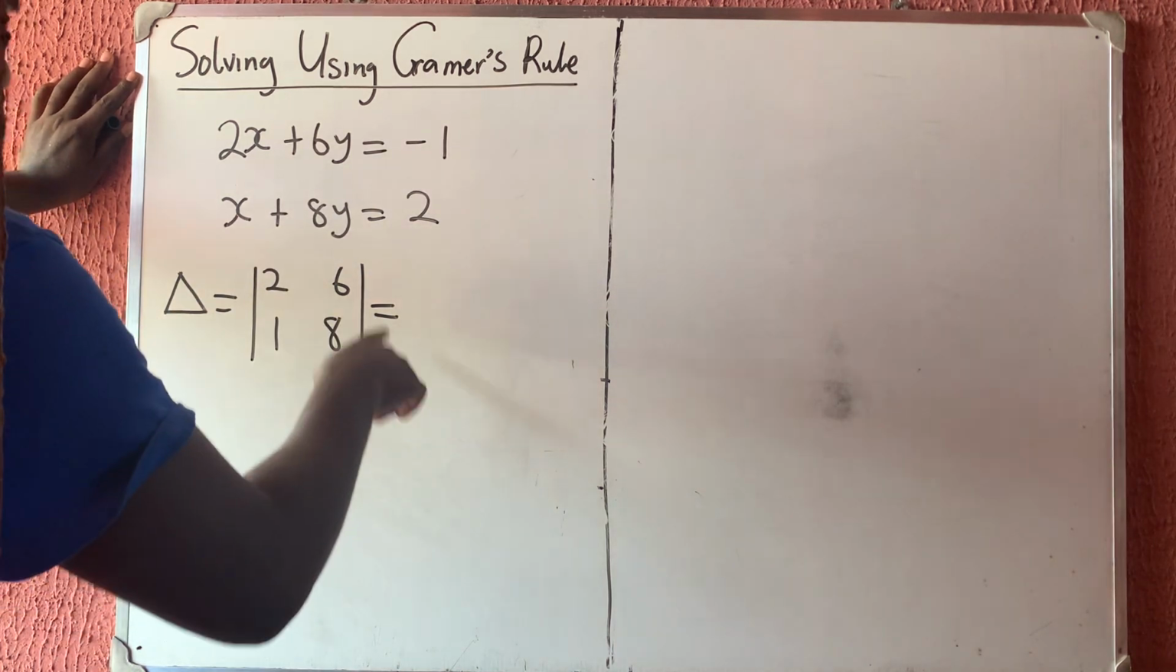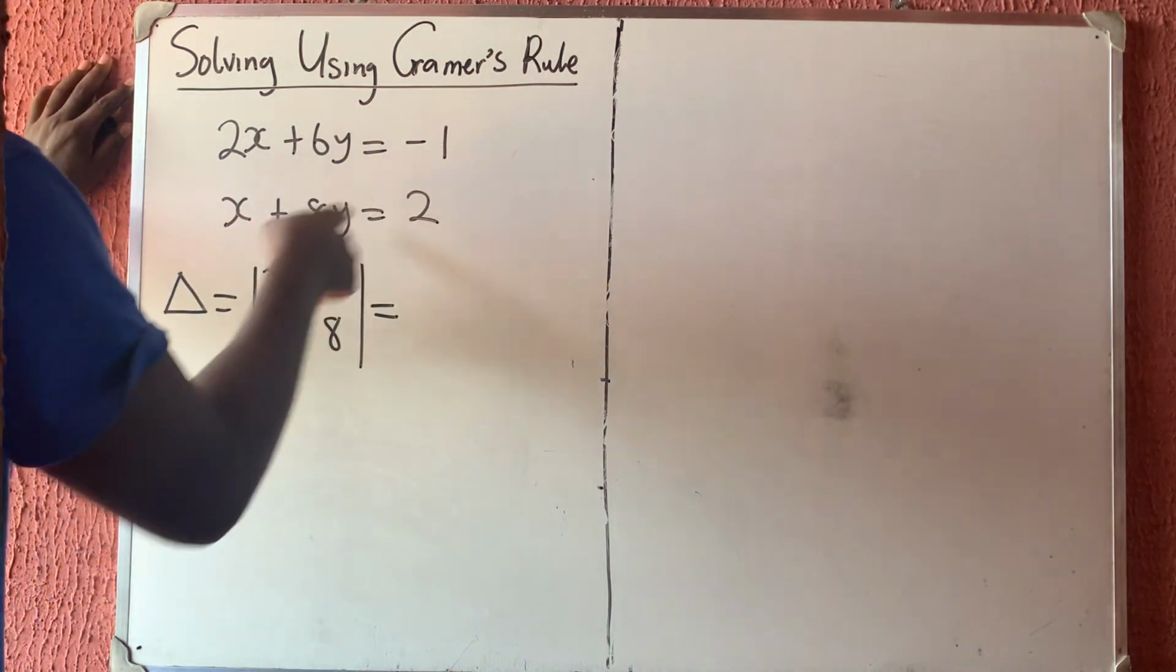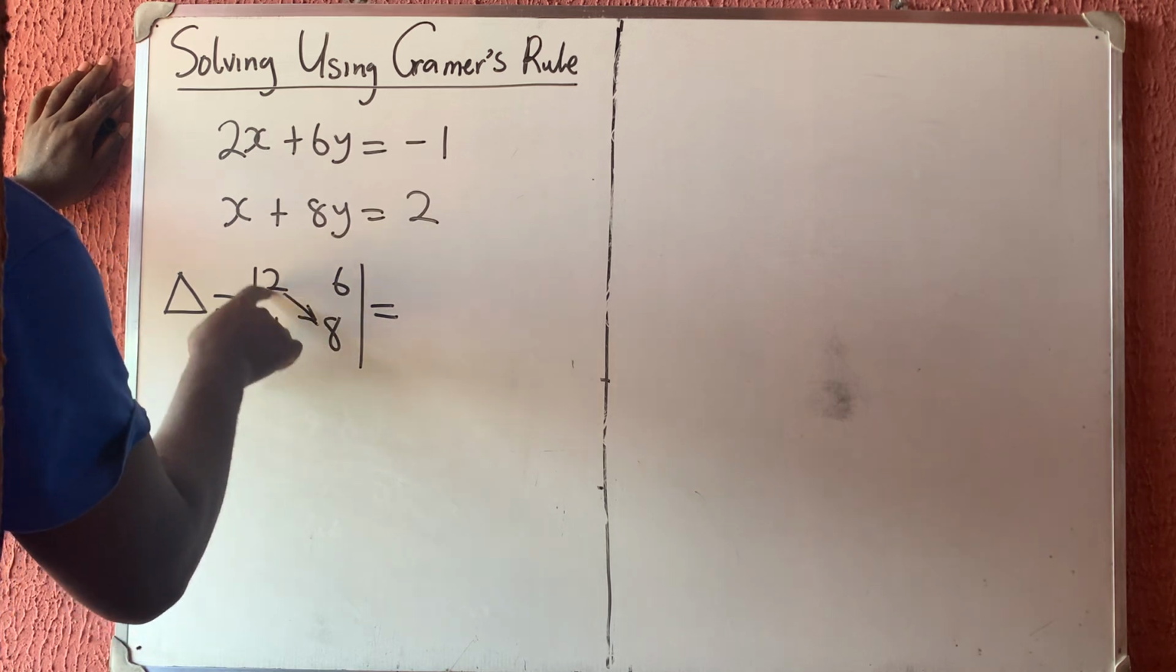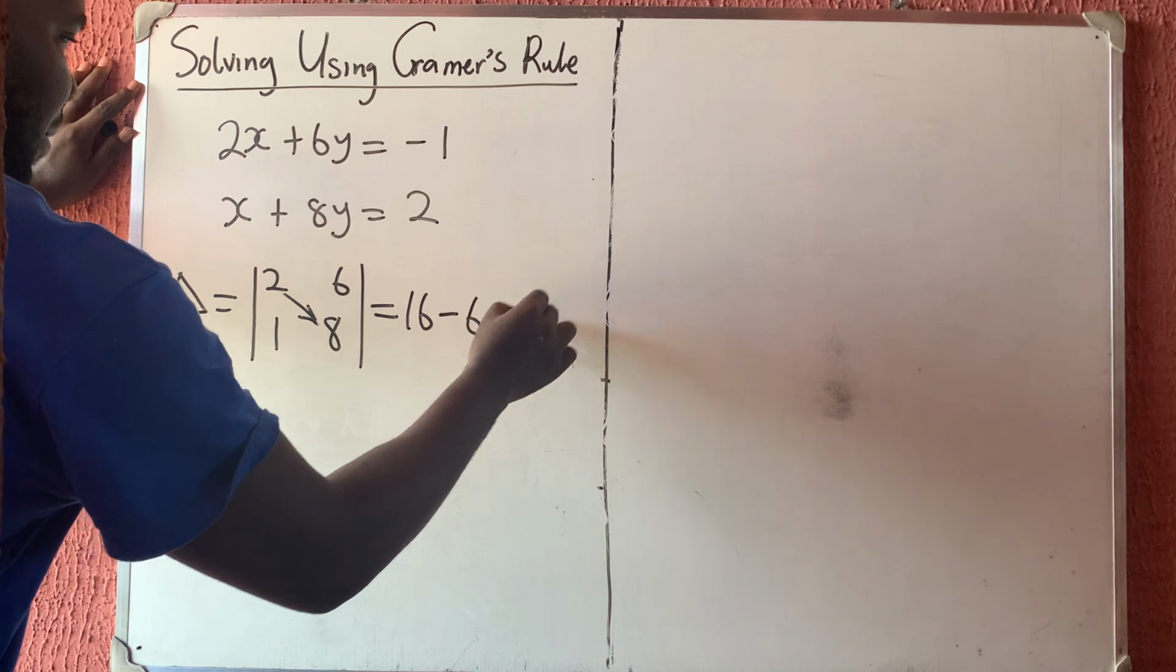Just do left minus right. Very simple. Cross multiply, but you must say left first minus right. So this time, this left first. Okay, this time this is 16 minus 6 times 1, which is 10.